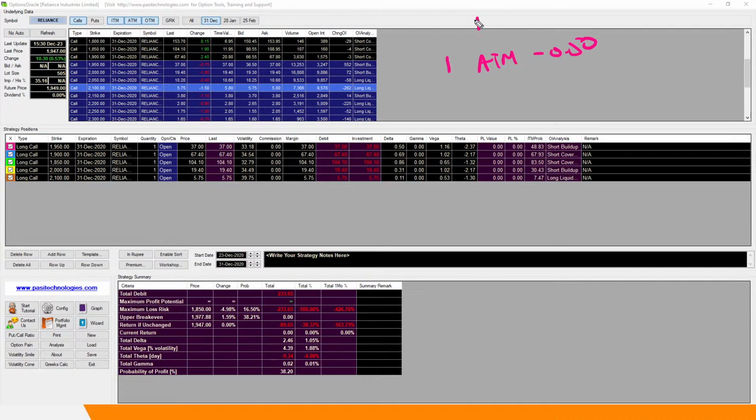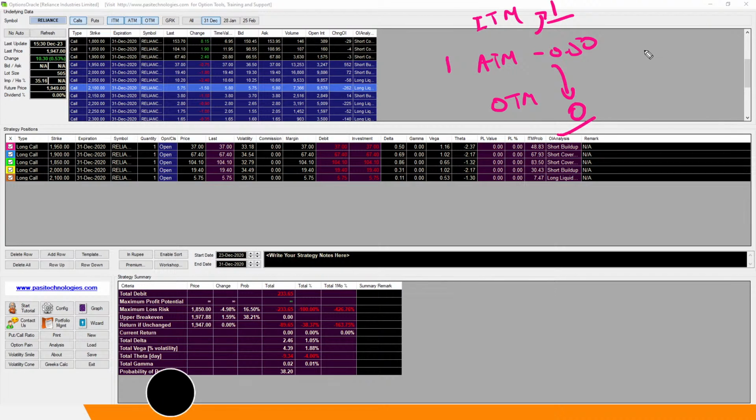The more you start getting in the money, the delta starts increasing. The maximum it can go for a call is 1. And the more you start going out of the money, the delta starts reducing to 0. And at expiry, in the money call options will always have a delta of 1. Out of the money will always have 0.